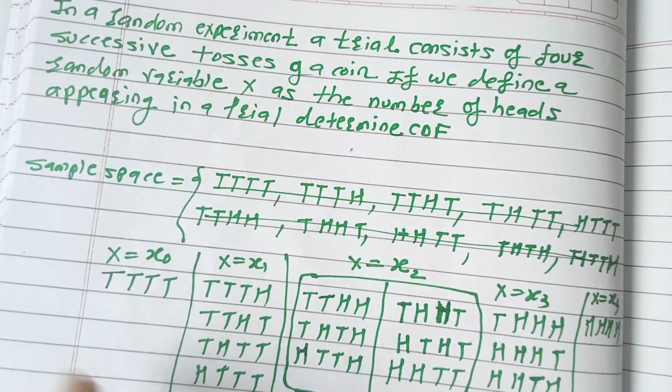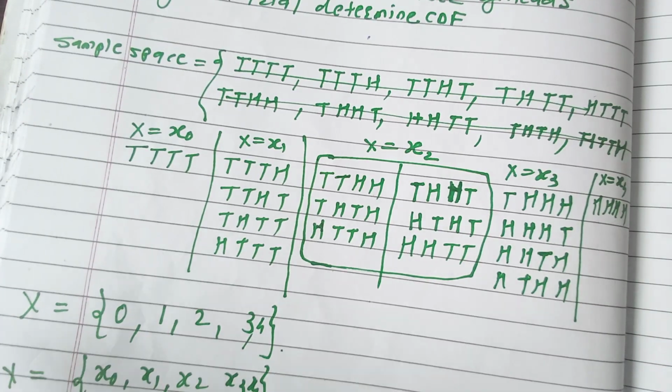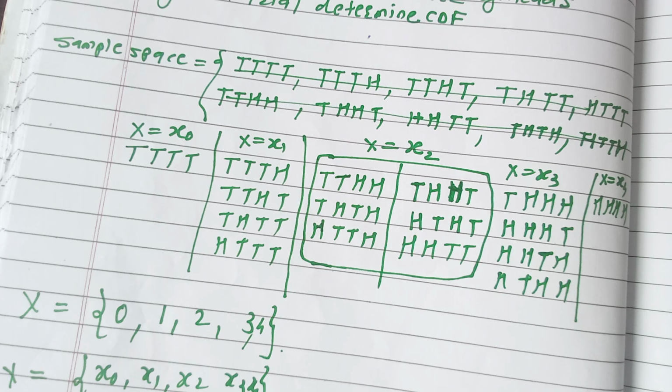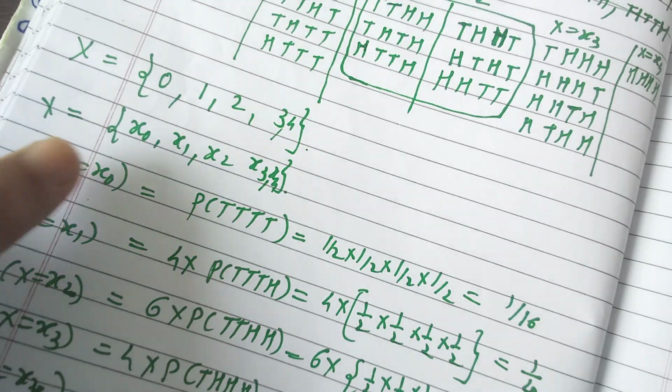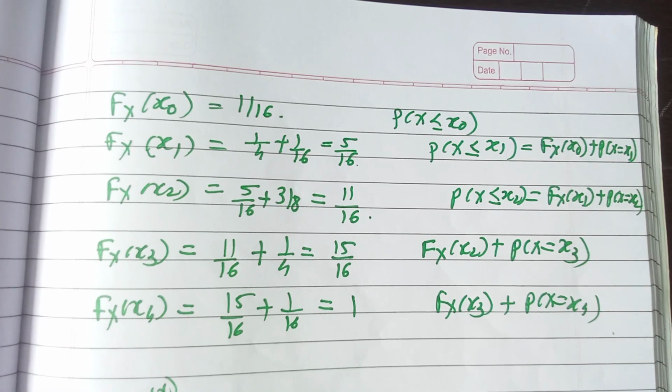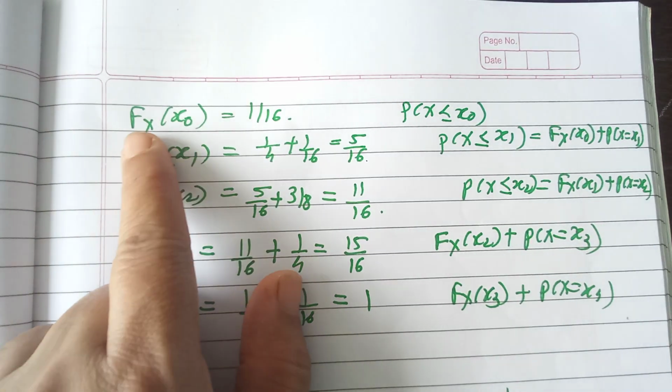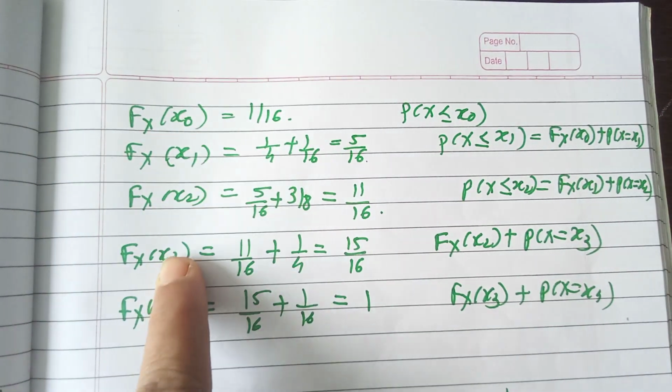So first we formed the sample space. After that we defined the random variable. After that we found the values of the random variable, and after finding the values we obtained the probabilities of those random variable values. So these are those probabilities. After finding the probabilities, we will go to the CDF. The CDF is found at the random variable values.